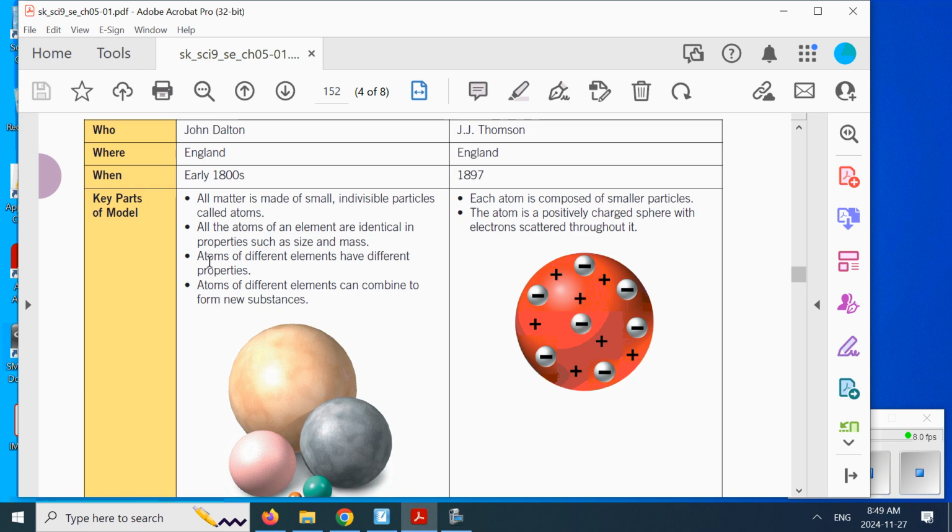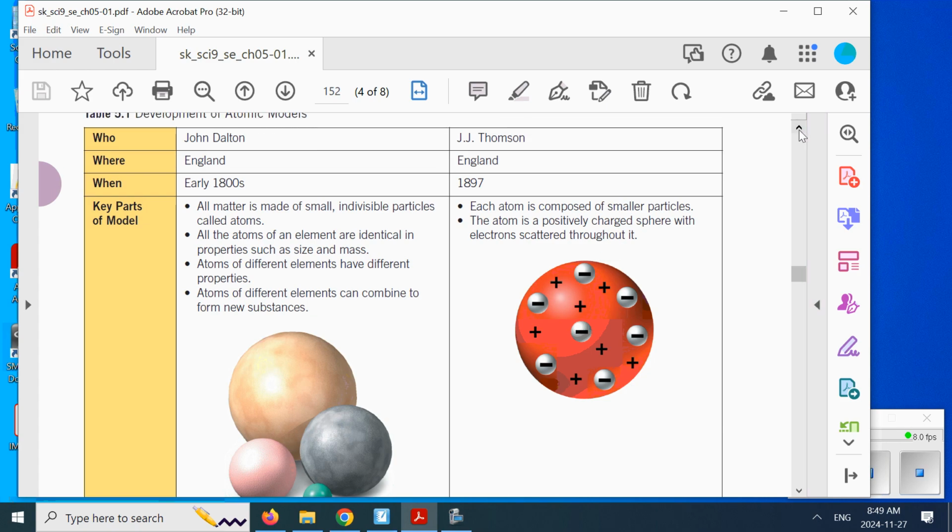More about that a little later. Atoms of different elements have different properties, so that's true. Oxygen behaves quite differently than iron. Atoms of different elements combine to form new substances. I'm sure the chemical formula that most people know is H2O. Hydrogens come together with oxygens in a certain way to form water. Okay, that's cool.